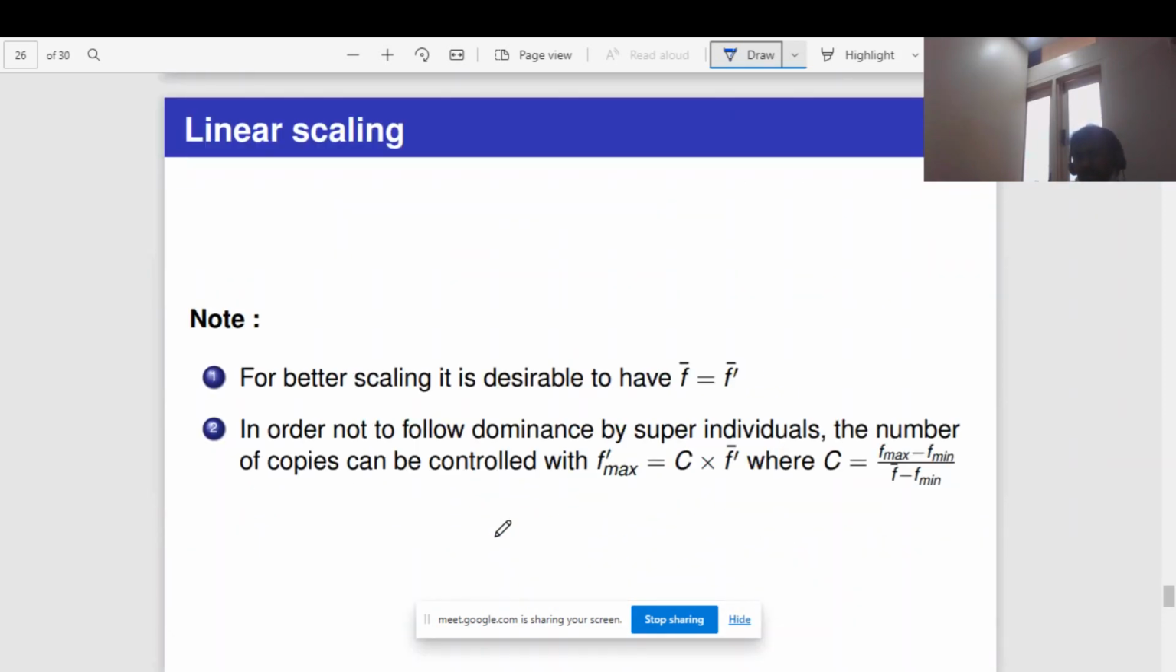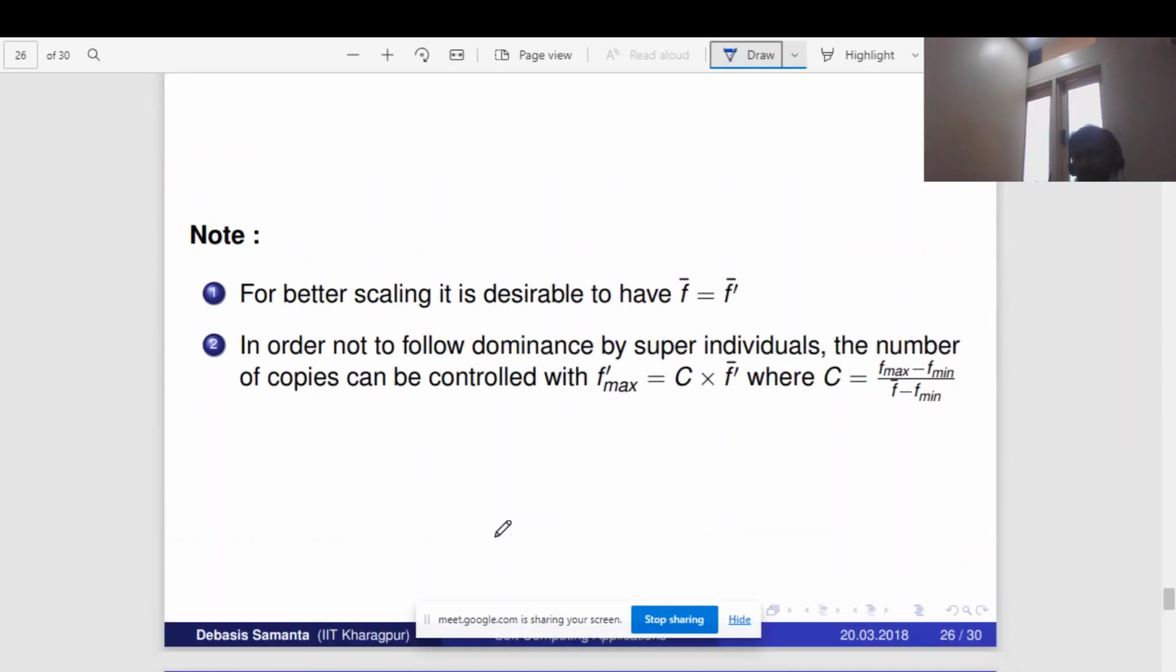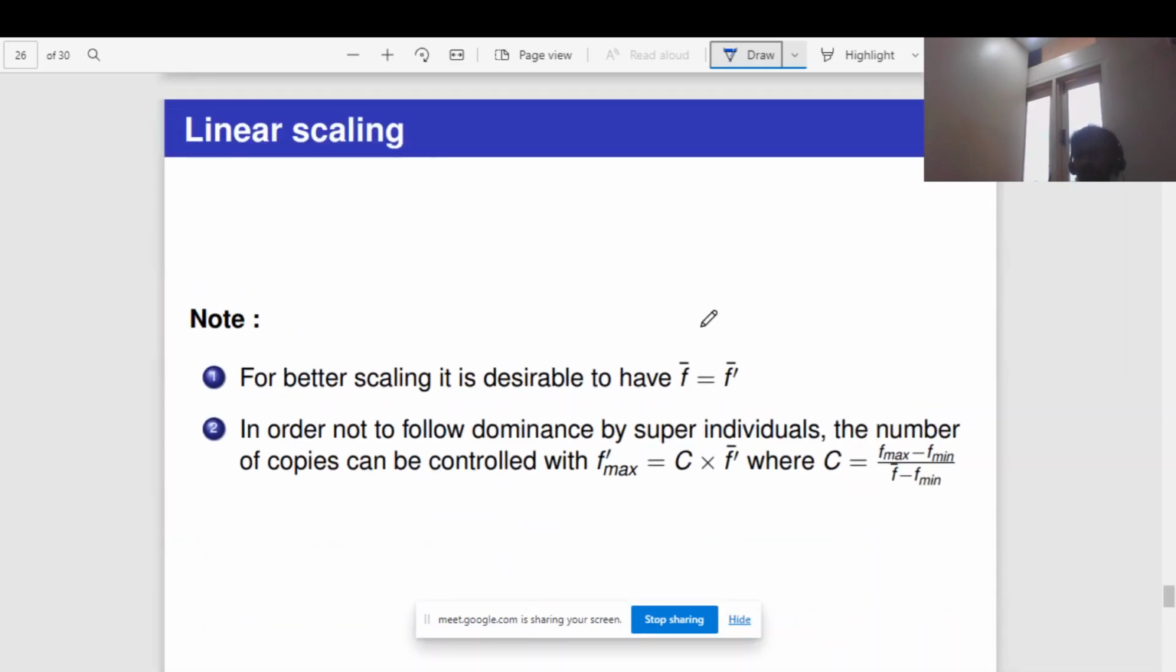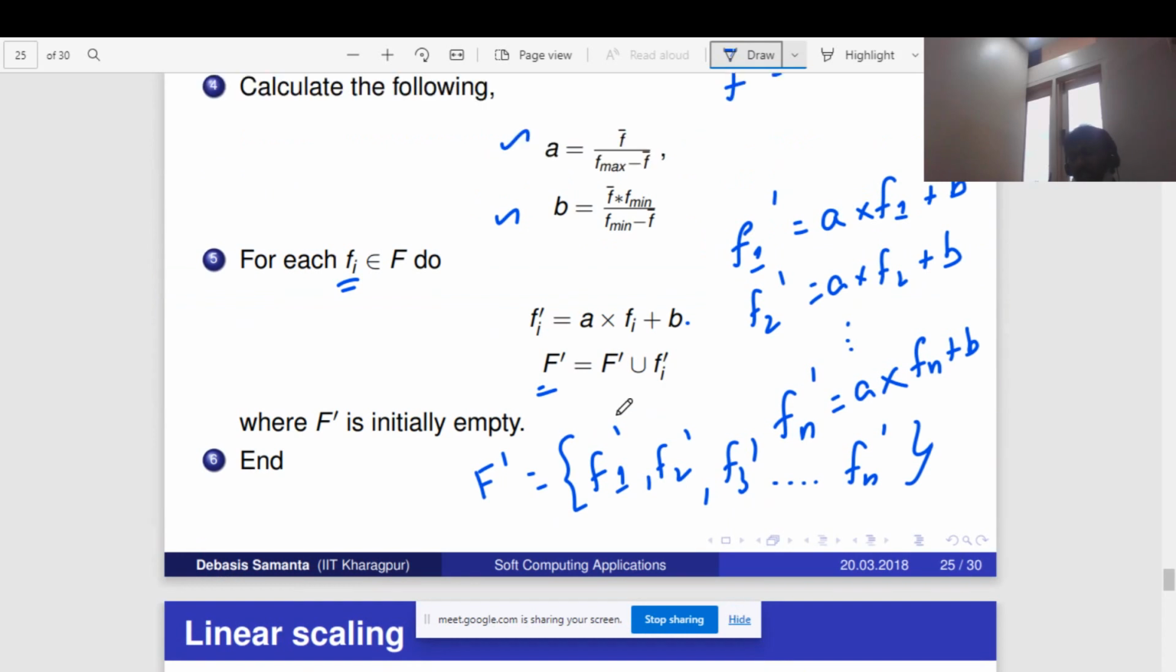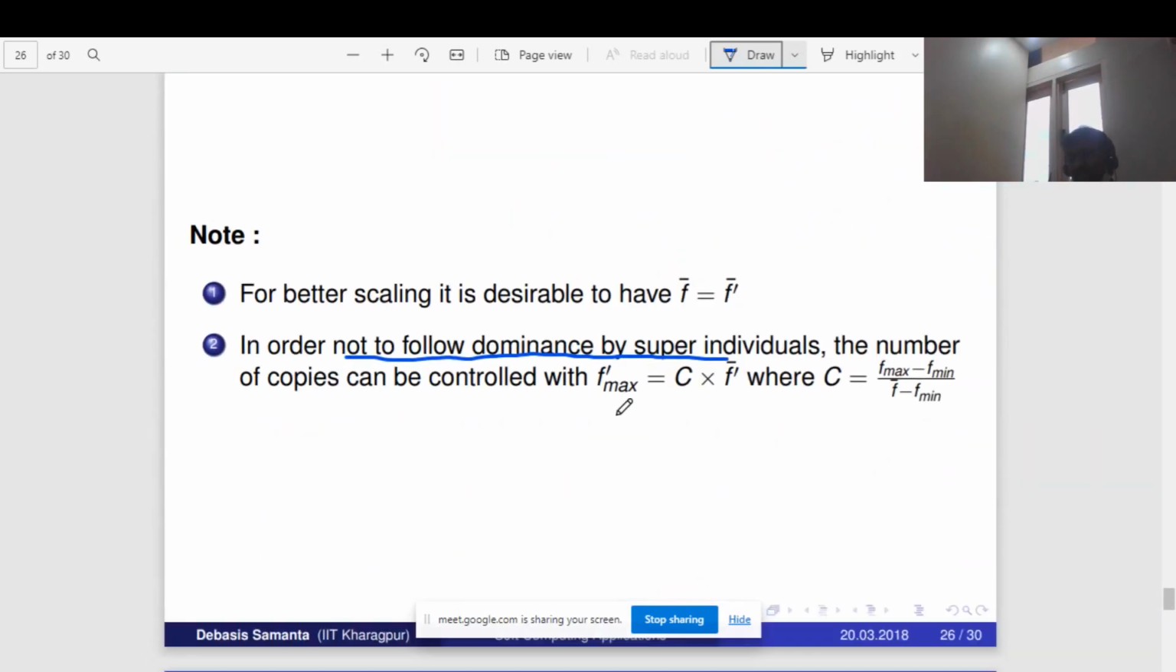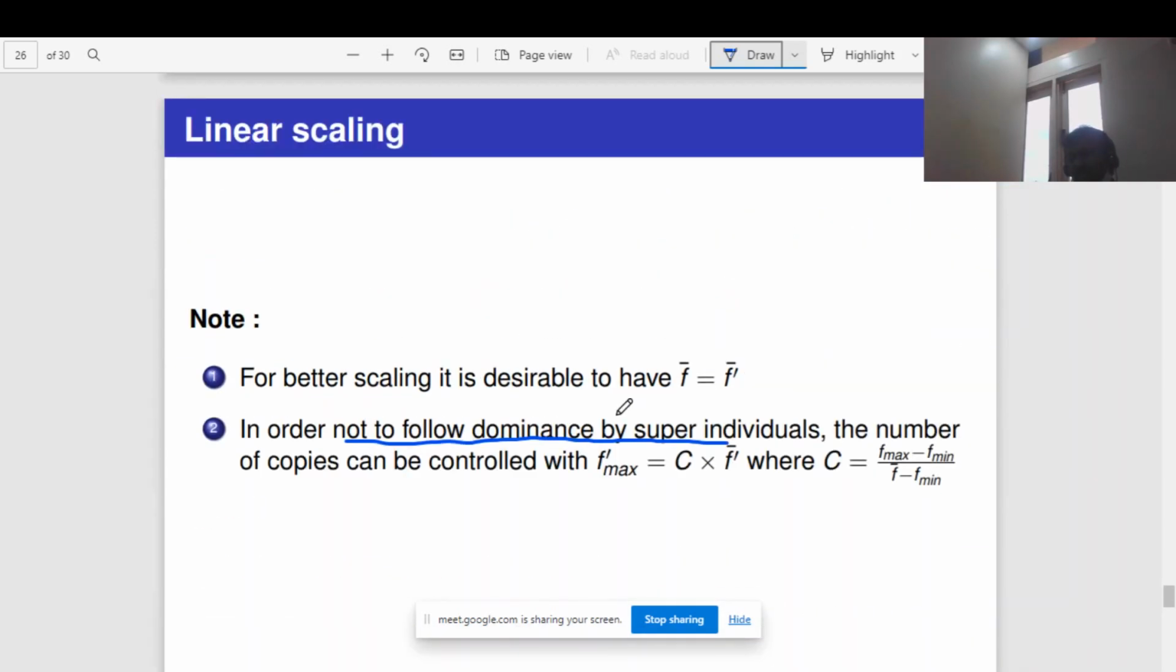Okay, so in linear scaling, in order not to follow dominance by superior individuals. What does this mean? Dominance by superior individuals means every time the individual with the good fitness score will be selected again and again.